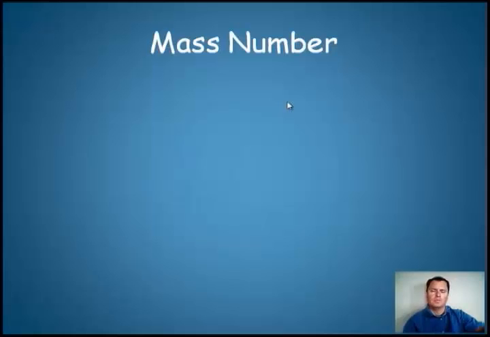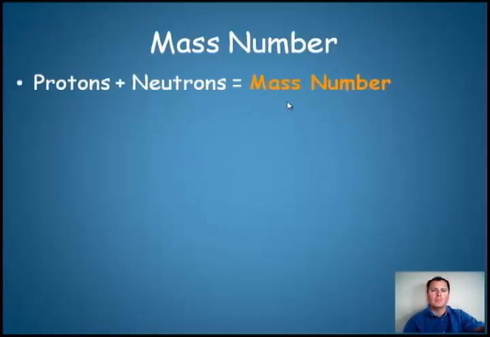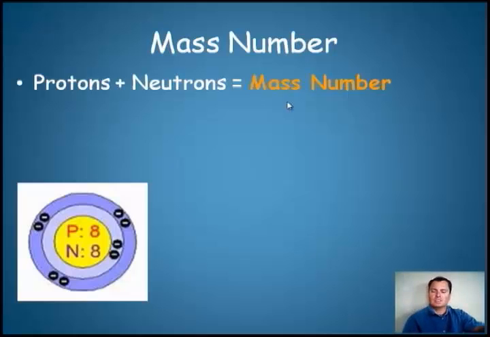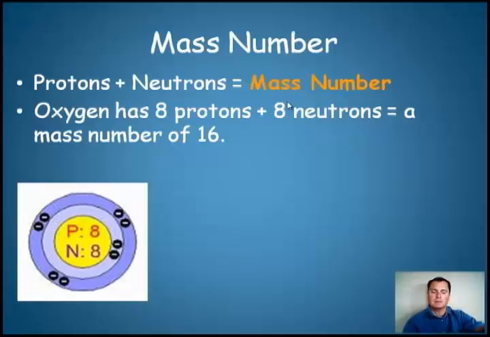Once we know the number of protons and number of neutrons in an atom, we can come up with what we call the mass number. Mass number is simply the protons plus neutrons. So look at this example here of oxygen. Oxygen has 8 protons. How do I know it's oxygen? Well, if I look at atomic number 8, it's the element oxygen. So if I have 8 protons and 8 neutrons, I add them together, you get a mass number of 16.